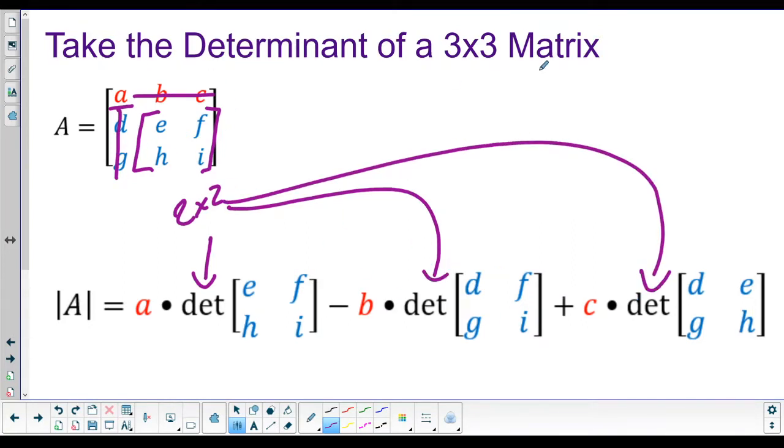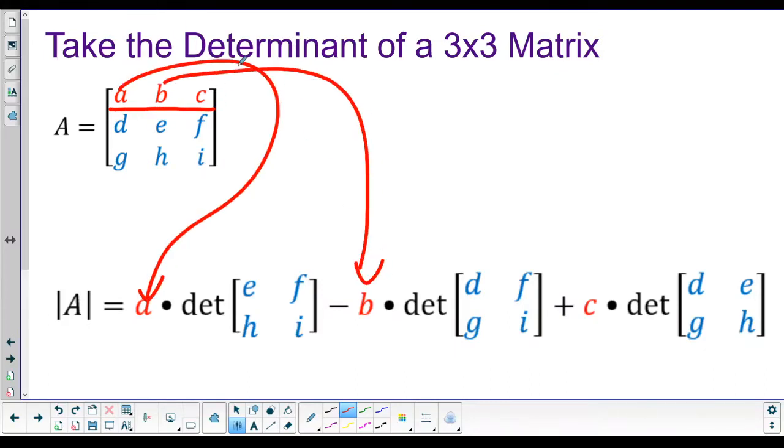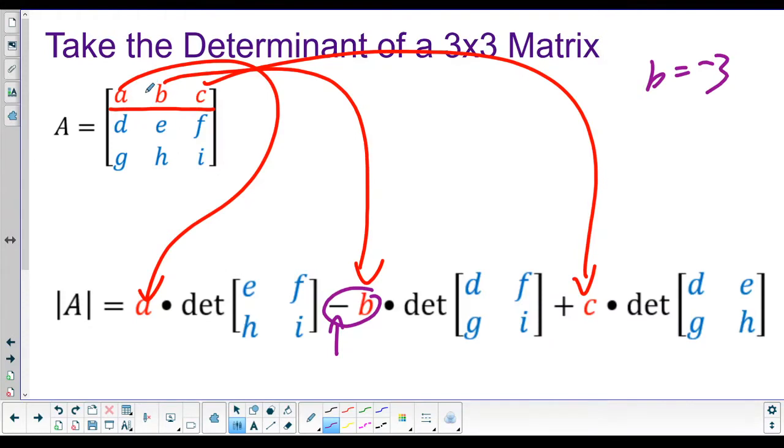So to take a determinant of a 3x3 matrix, you take 3 determinants of 2x2 matrices and multiply them to some numbers. Okay? So you're going to take the top row, and you're going to bring those down and make them coefficients. The important part here is that the B has a negative sign in front of it. So if this were, say, B equals -3, you got a -3 right there. This would be +3. The sign changes. So A and C stay exactly what they are. Change the sign of B.